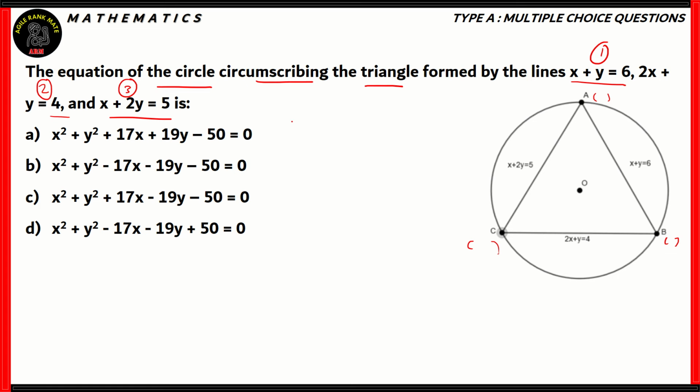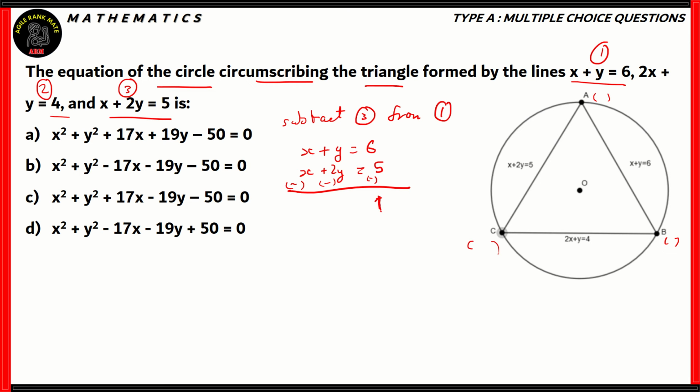Alright, now for point A, we will subtract equation 3 from equation 1. So x plus 2y equals 5 will be subtracted from x plus y equals 6. So x plus y equals 6, x plus 2y equals 5. So we're subtracting the second equation, so that's minus. 6 minus 5 is 1. And y minus 2y is negative y. So negative y is 1, therefore y equals minus 1.